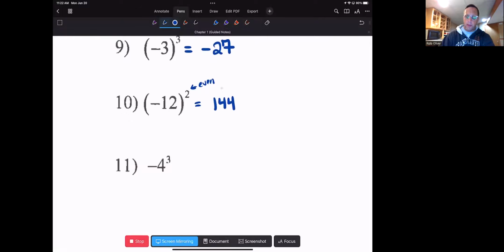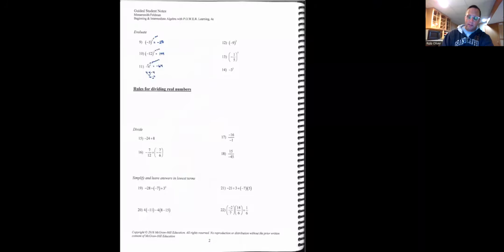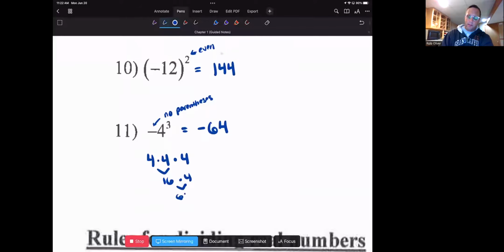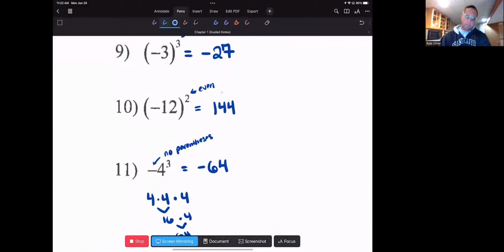All right, now this one has no parentheses. This one has no parentheses, therefore it's always negative. So it's going to be -64. 4 times 4 times 4. Because 4 times 4 is 16. And then 16 times 4 is 64, right there.